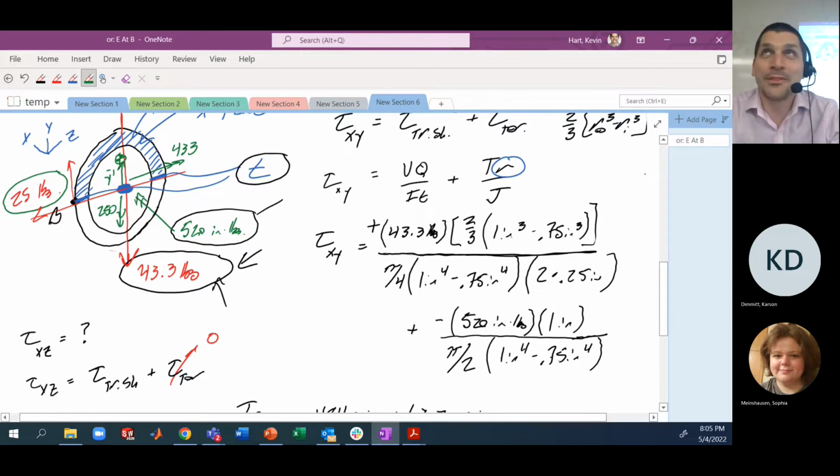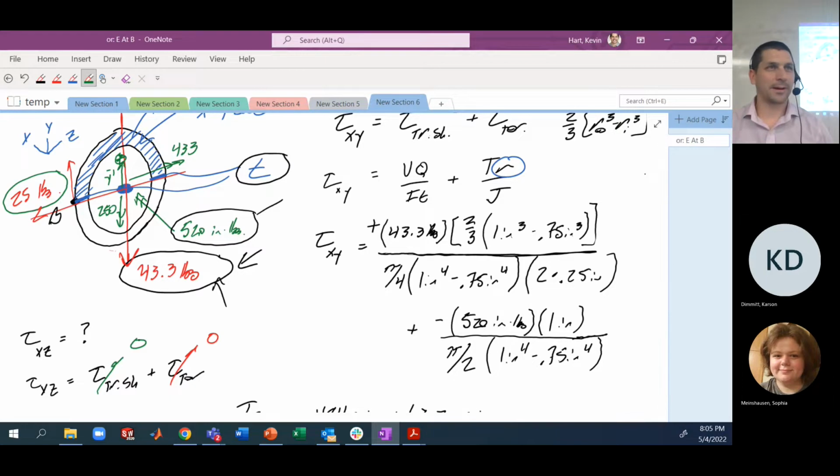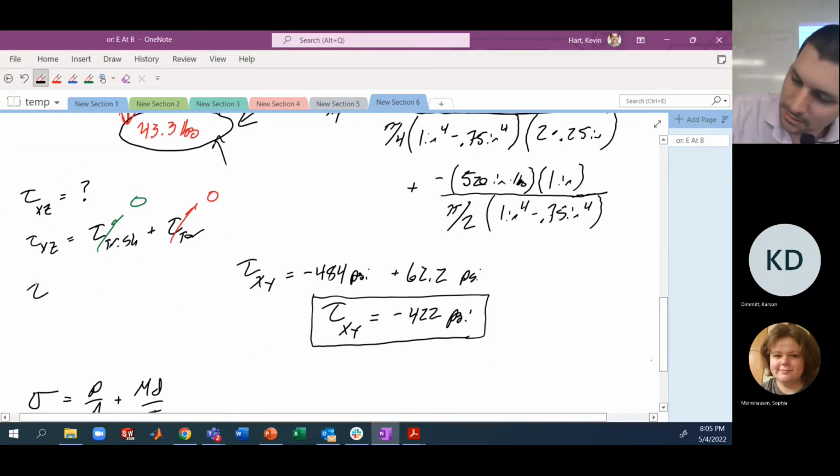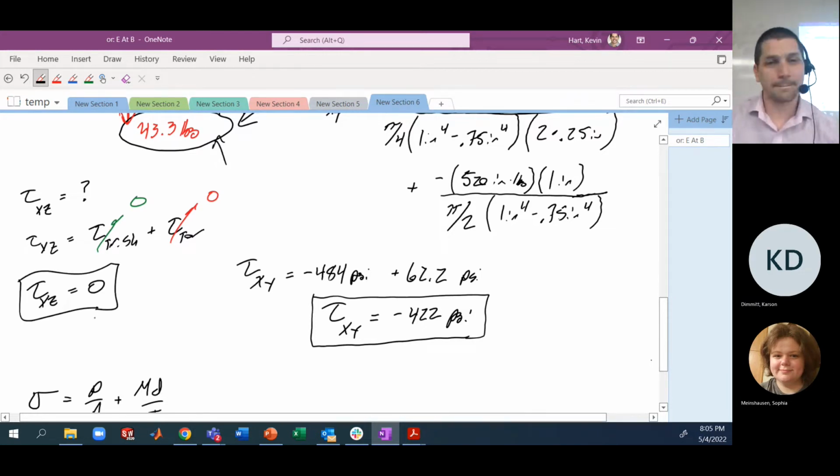What's the area above that point? 0. So this term goes to 0 because Q goes to 0, because A prime is 0. Is that clear? We've seen that example a number of times now, so hopefully that's okay. But in this case, tau xz is 0. Cool with that?